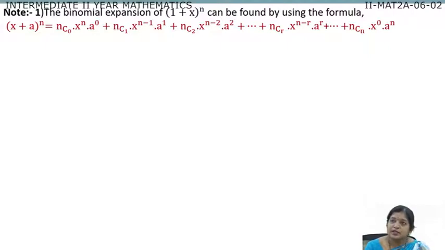Note that the binomial expansion of (1 plus x) power n can be found by using the formula (x plus a) power n is equal to nc0 x power n into a power 0 plus nc1 x to the power of n minus 1 into a power 1 plus nc2 x to the power of n minus 2 into a square plus ncr x to the power of n minus r into a power r plus so on up to ncn into x to the power of 0 into a power n.